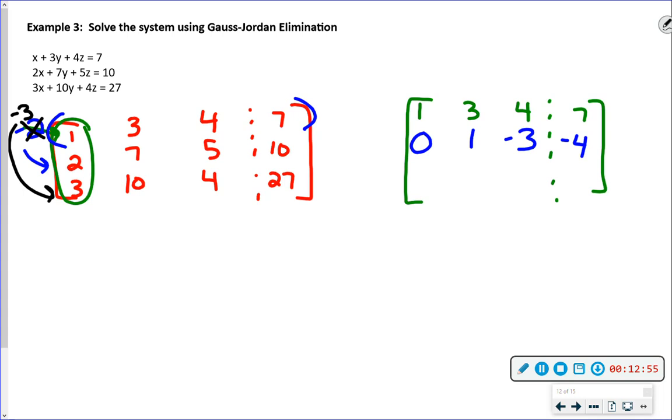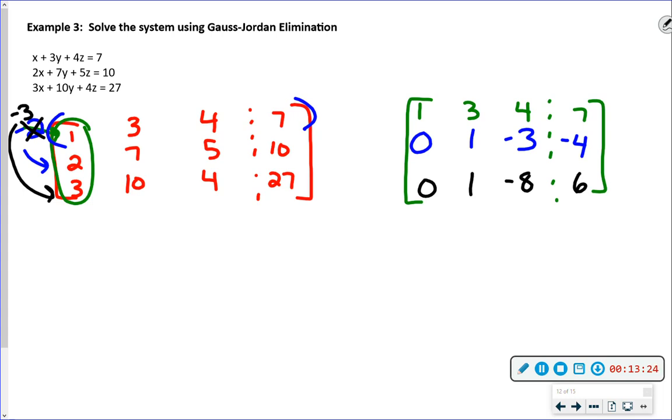-3 times 1, -3 plus 3. -3 times 3, -9 plus 10. -3 times 4, -12 plus 4. -3 times 7, -21 plus 27. Got it. So I'm going to stop for a sec. Any questions on any of the blue or black numbers?